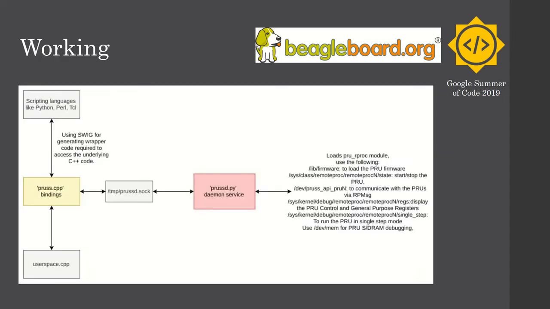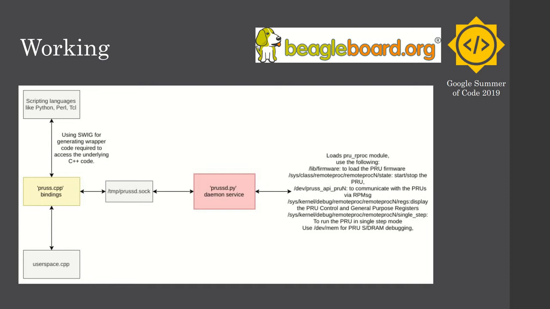At its core, there is a PRU daemon which runs as a system service to serve PRU requests. A daemon is required so that the user will not have to deal with root permissions while running their program. The daemon loads the remoteproc module and performs the tasks of loading the firmware, starting and stopping the PRU, passing RP messages, and debugging. This is done by using the sysfs files provided by the remoteproc module.